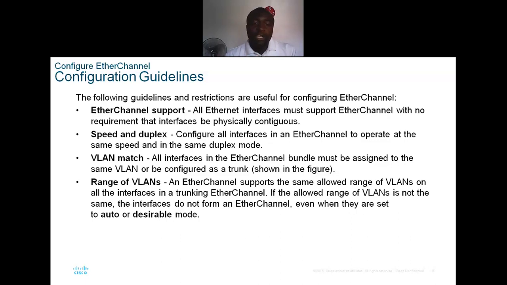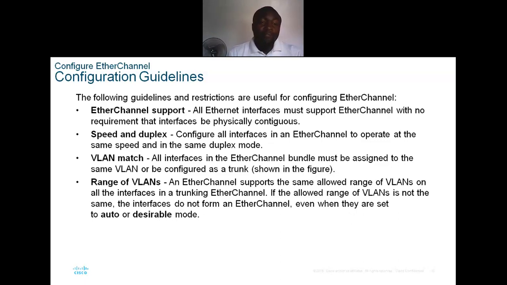The second thing is that the speed and the duplex must be the same. In other words, if I'm having full duplex, I must have both as full duplex. If I am having half duplex, I have both as half duplex. If I'm having Fast Ethernet, the other one must be Fast Ethernet. If I am having Gigabit Ethernet, the other must be Gigabit Ethernet as well.